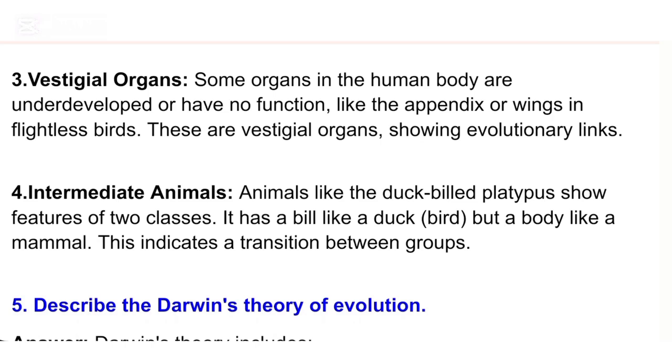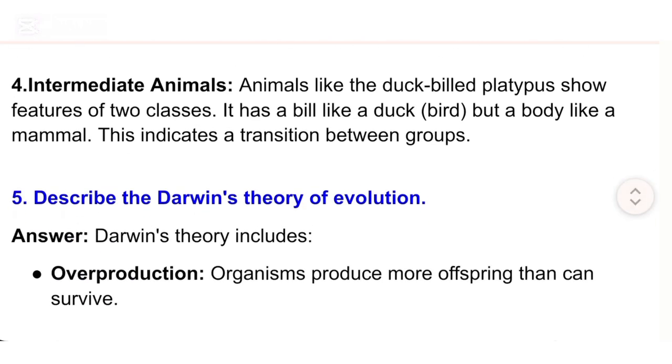4. Intermediate animals. Animals like the duck-billed platypus show features of two classes. It has a bill like a duck bird but a body like a mammal. This indicates a transition between groups.